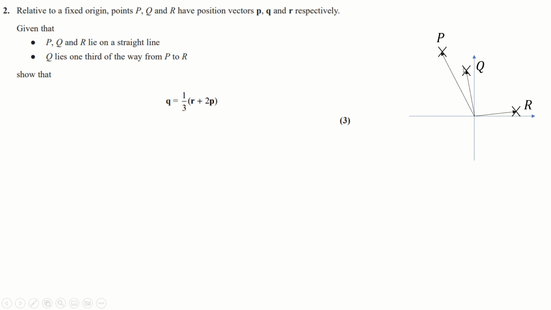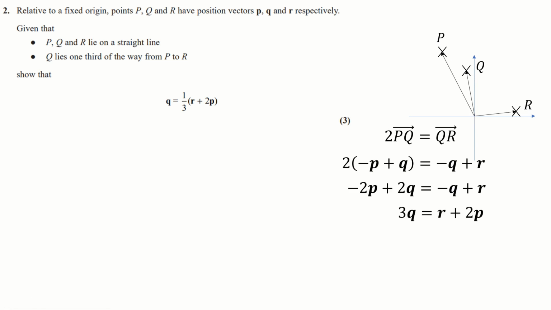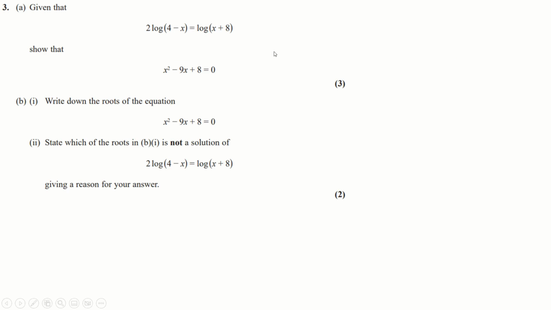So therefore, I think this, if we doubled it, would be this. So I think PQ times by 2 is QR. But PQ, of course, is just minus P plus Q, and QR is minus Q plus R. So we can do that, and then we can, of course, expand out. We can collect some Q's together and divide by 3, and we end up with the answer. Just draw the picture if you're in any way unsure.